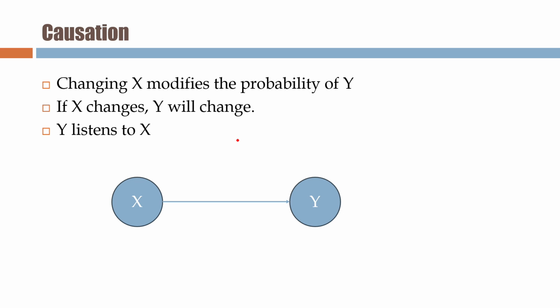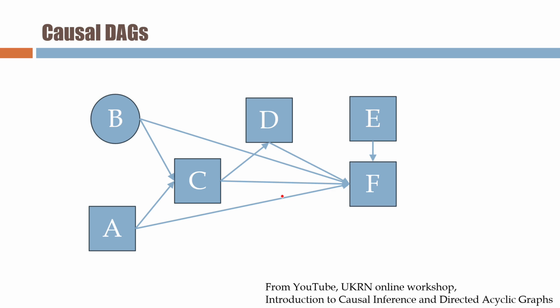So causation means changing x will change the probability of y in the stochastic world, or if we change x, y will change, or in some cases we say y listens to x. And then we draw a diagram with an arrow with a large head, and we draw the direction, so x causes y. This is causation. This is a causal DAG.